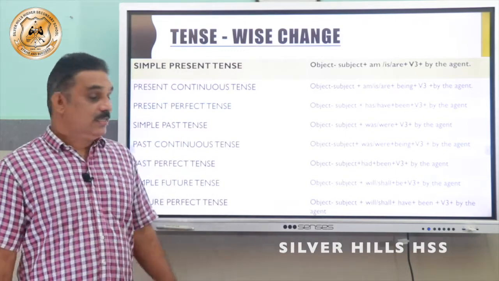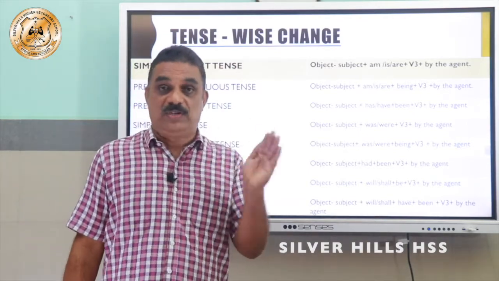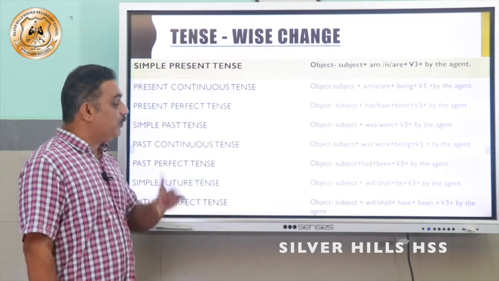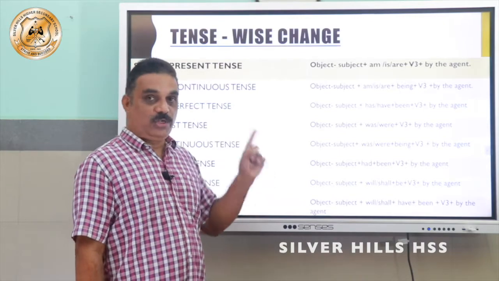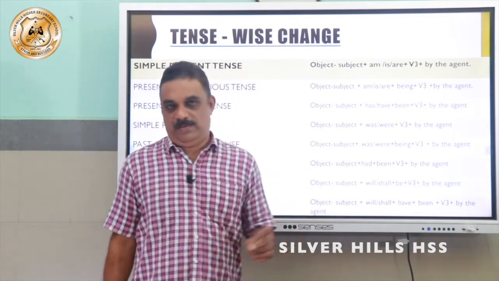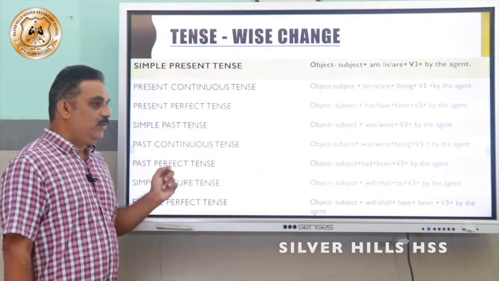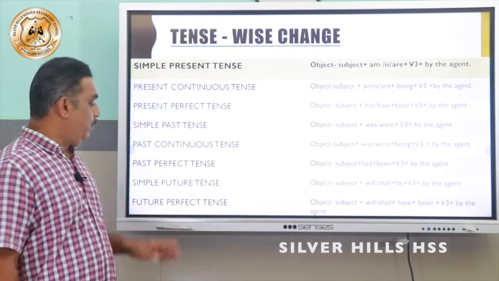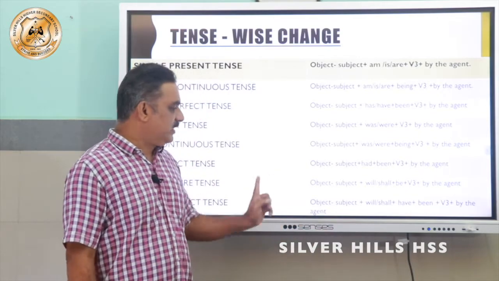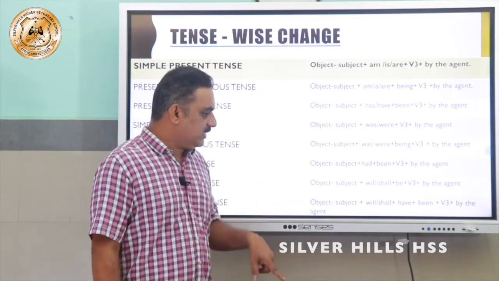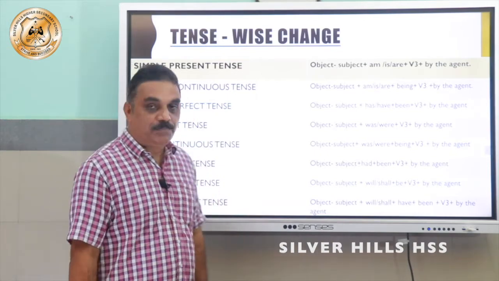Next one is past perfect continuous, no passive form for perfect continuous tense. Next one is simple future: object into subject plus will or shall plus be plus V3 and last by the agent. And future continuous, we don't have passive form. Again we are coming to future perfect tense: object into subject plus will or shall plus have plus been plus V3 plus by the agent.